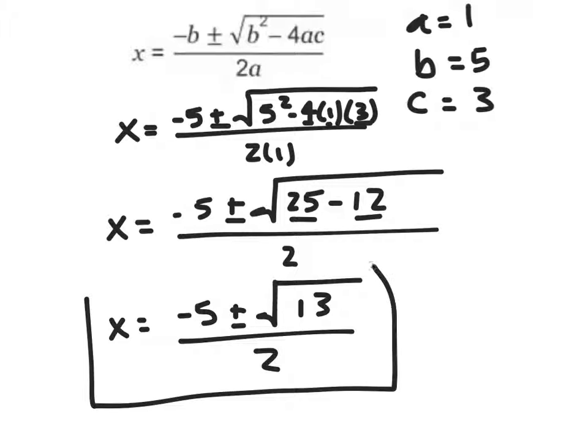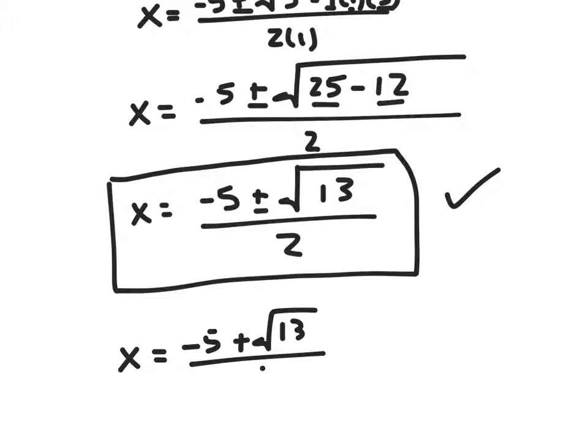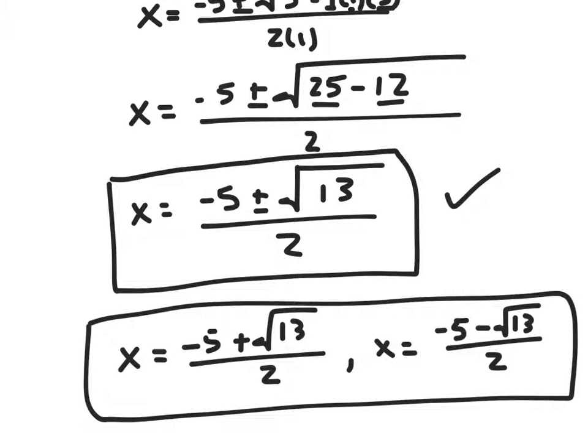So I've got negative 5 plus or minus the square root of 13 all over 2. This I can't simplify any further. I can't evaluate the square root of 13, so I just want to leave it as is. You could leave your answer like this, that would be fine for me. A lot of times you'll want your answer as two different equations, and that would be x equals negative 5 plus the square root of 13 over 2, and x equals negative 5 minus the square root of 13 over 2. And those would be our two answers.